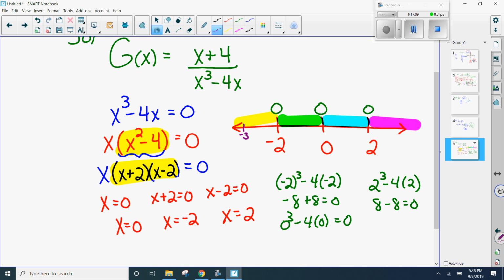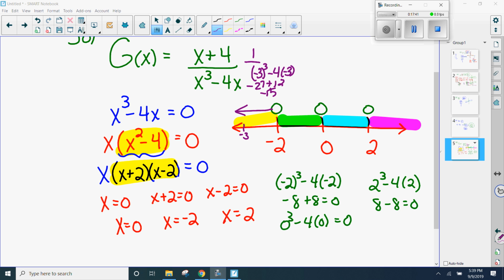If you put negative 3 into the problem, negative 3 plus 4, you're going to get 1 in the numerator. If you were to put it into the denominator, you are going to get negative 3 cubed minus 4 times negative 3. That's going to be negative 27 plus 12. You get negative 15. So you get negative 1/15. That works. So I hope you can see where that's negative 1/15 if you calculate it.